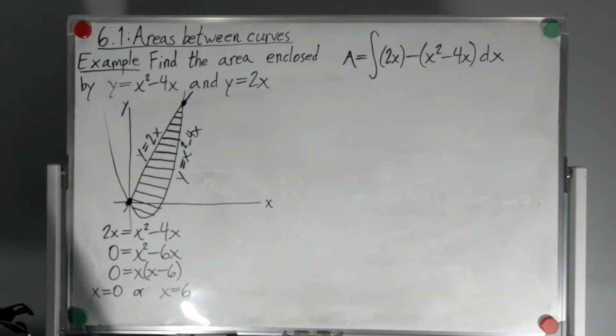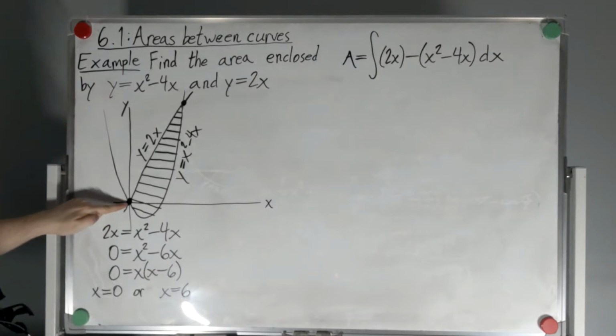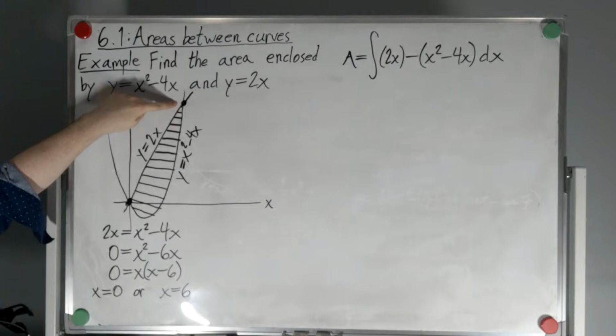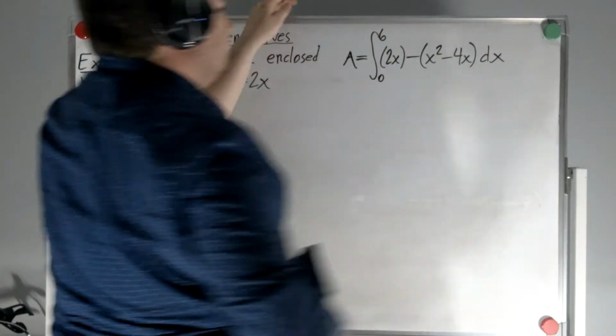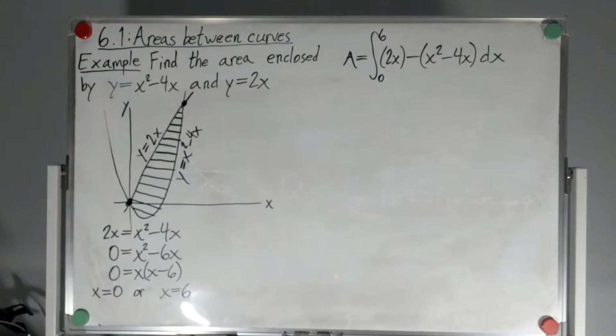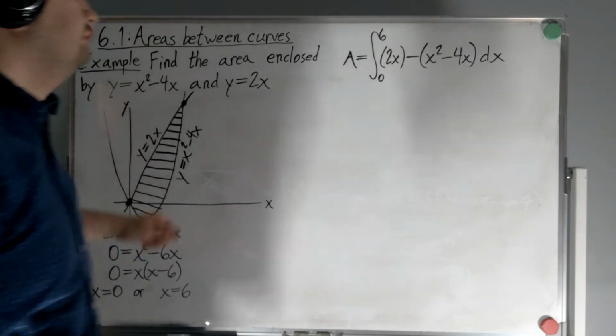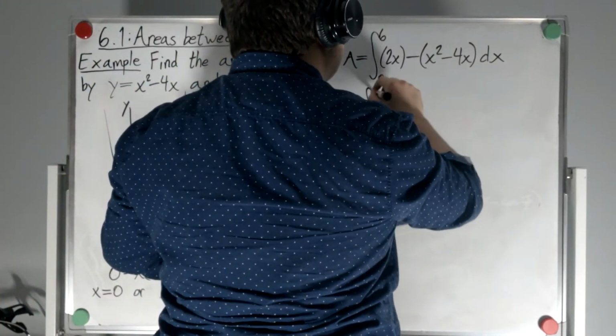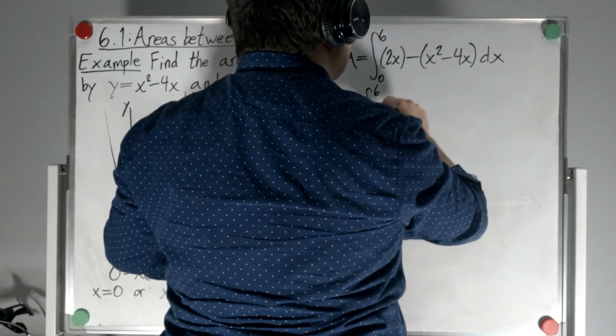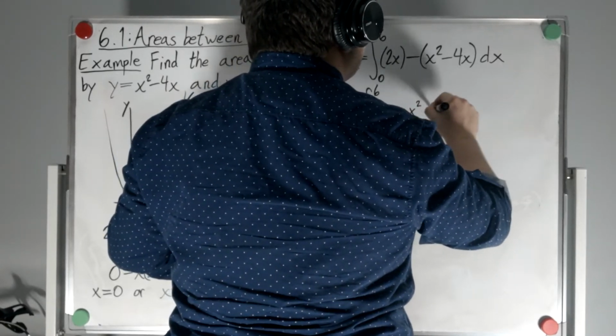Okay, so then what do you think the bounds for the region are? Well, naturally, this one is x equals 0, this one is x equals 6. And so our bounds are just from 0 to 6. So this just turns into the integral from 0 to 6 of 6x minus x squared.